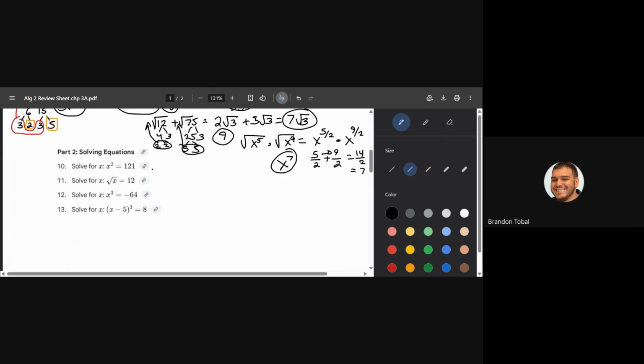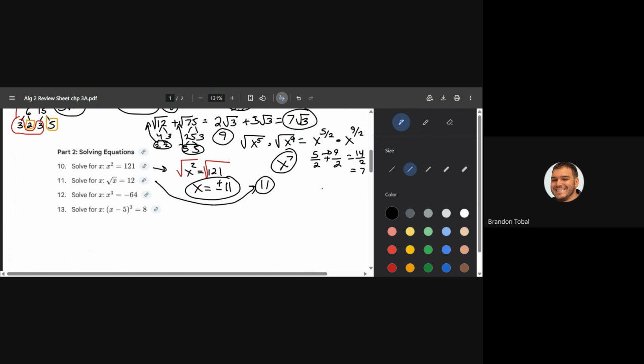Next one, number 10. We're going to solve this one. So x squared equals 121. When you solve for a square, you have to square root both sides. So when you square root both sides, it becomes x equals the square root of 121. You could break it down if you want to. I'm just going to be upfront. It's 11. But when you square root on both sides, you need to add a plus minus because it's either positive 11 or negative 11.